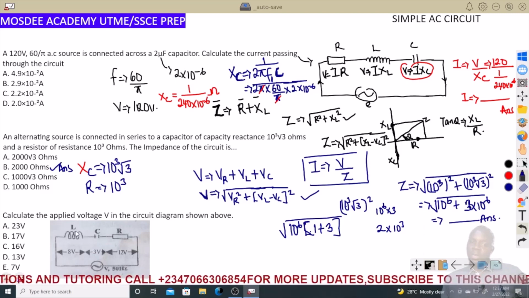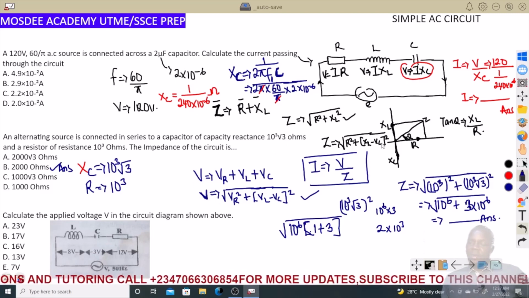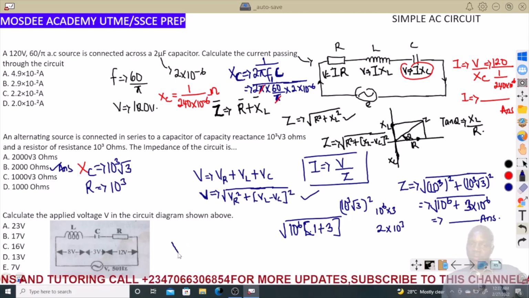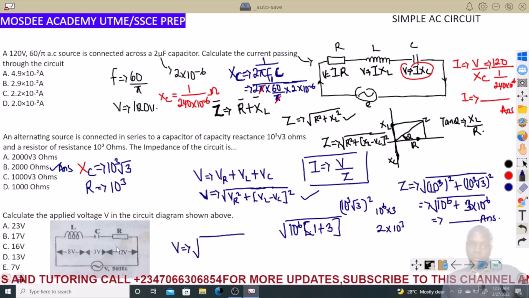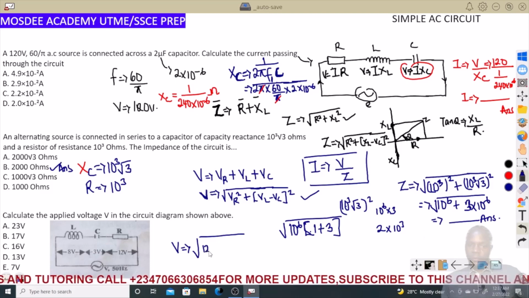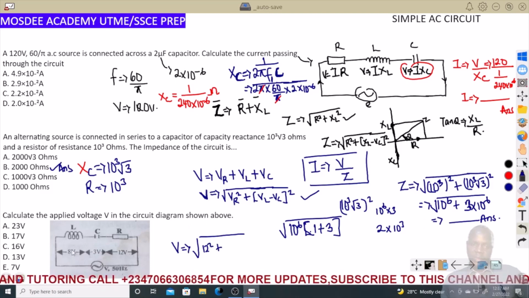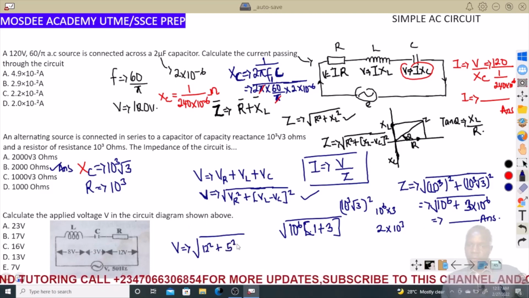You can see 3 of them. Like I said, I told you when the 3 are connected, this is from our phasor analysis. This is the direct formula. The applied voltage for the 3 of them will be the square root of the resistor, you can see 12 squared, plus the subtraction of the inductor and capacitor, 8 minus 3, that is 5 squared. I hope students understand.